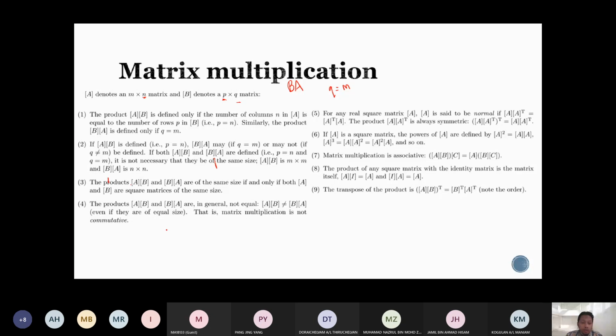If you can multiply A times B and B times A, these two matrices are not the same. They will not produce the same matrix. So A times B is different from B times A. This is different from regular scalar values. Let's say 2 times 3 equals 3 times 2, but for matrices, it's different. So make sure you know about this.